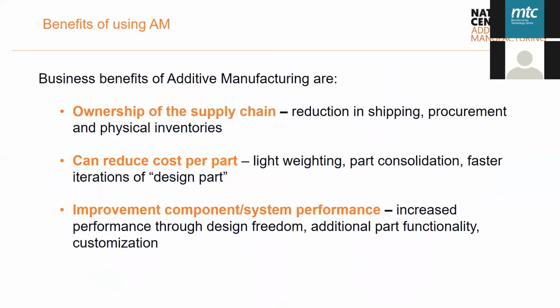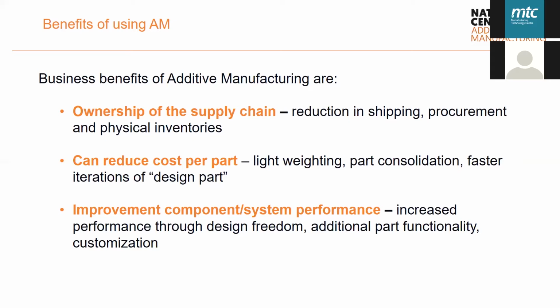So we're going to go on to the business benefits of additive manufacturing. The benefits can be drawn down to 3 main areas of point. One is ownership of the supply chain. Using AM, you can drastically reduce the amount of shipping, because you can manufacture a component a lot closer to the use case. Also, because of AM, you can manufacture as and when you require a component. This means that your procurement and physical inventories of these components are drastically reduced because you only need to manufacture when you need this component.